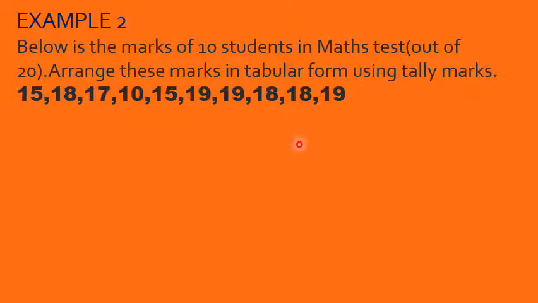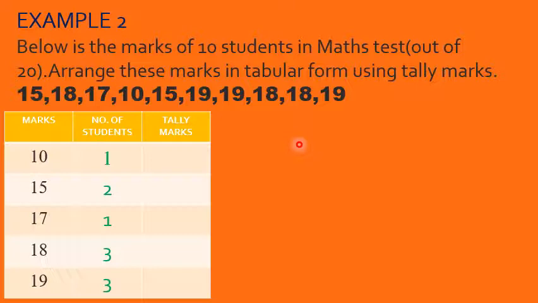Let's do example number 2. Below are the marks of 10 students in a maths test. Arrange these marks in tabular form using tally marks. For making tally marks, let's make a table first. It has marks, number of students and then the column for tally marks. So we have written all the marks which we have got as data here.